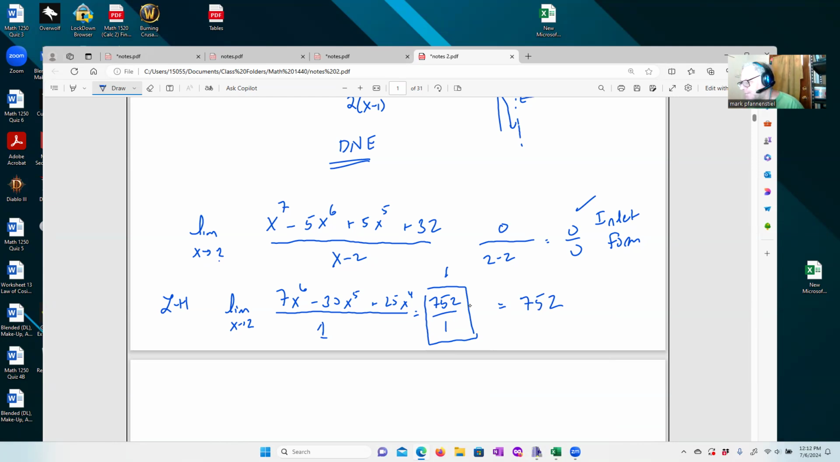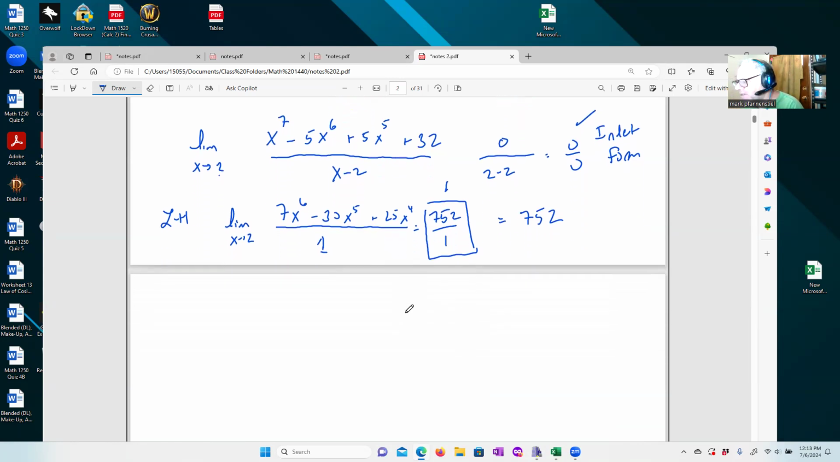Perfect. Next one, we have an e to the x, so we have the limit as x goes to 0 of e to the x minus x minus 1 divided by x squared. Let's plug this in. e to the 0 is 1, minus 0, minus 1, divided by 0 squared. We end up with a 0 over 0. What do you know? It's an indeterminate form. Almost like we planned this with this section.